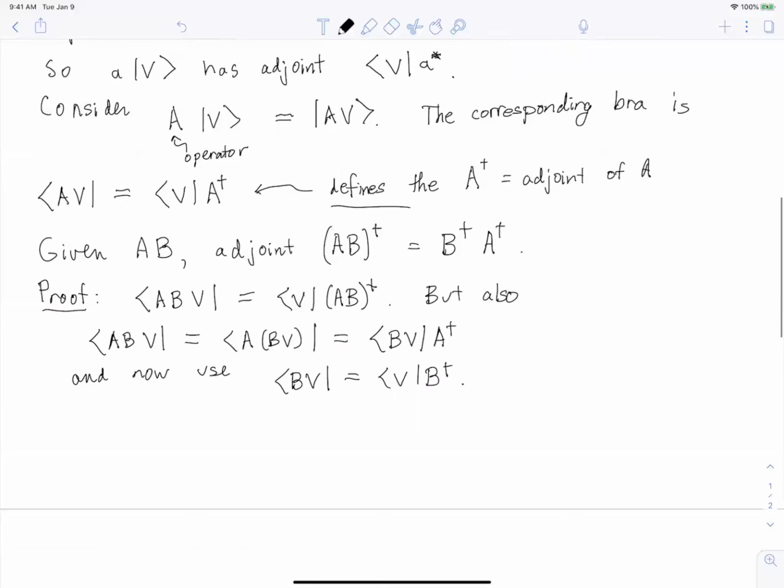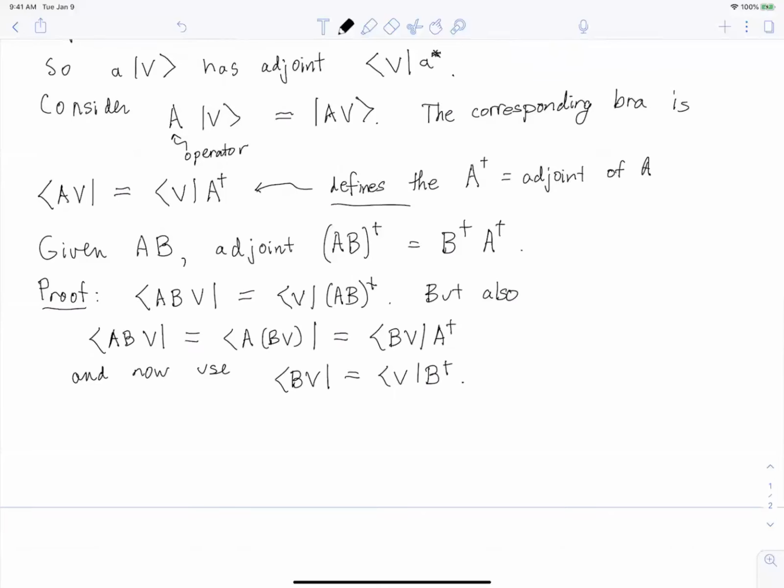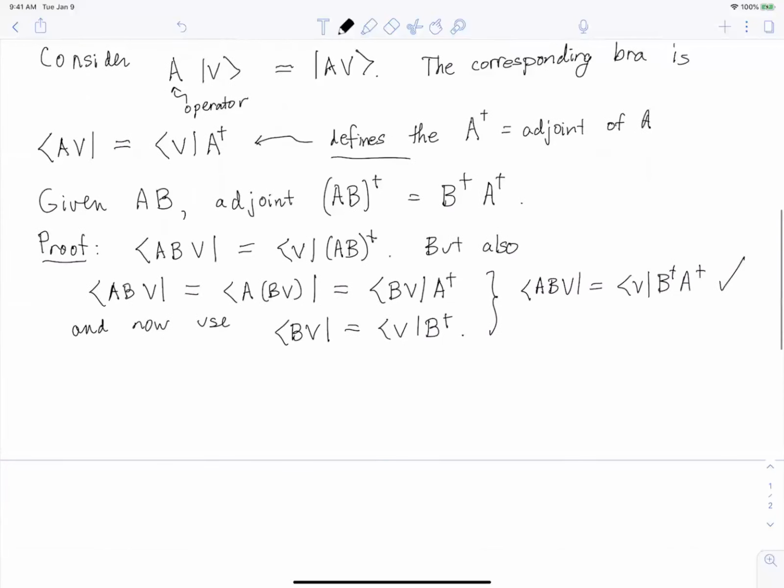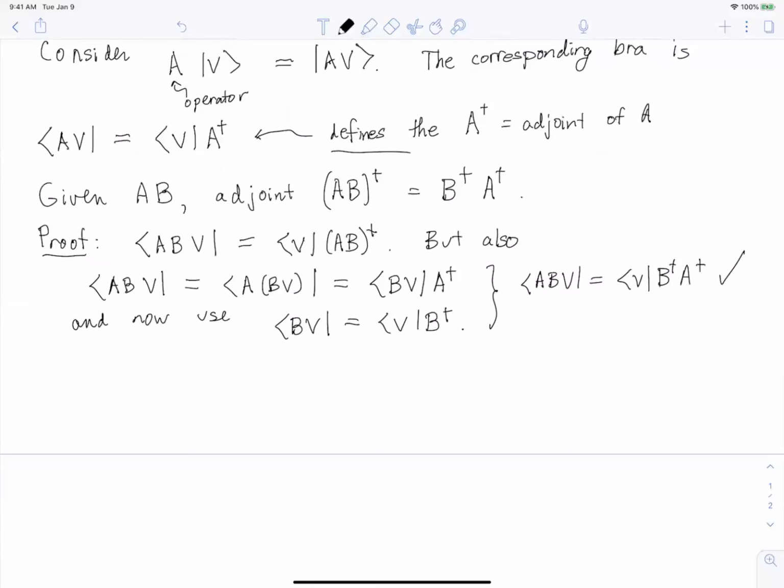Okay, and so putting those two things together, that says (AB)† is equal to B† A†, which is what we wanted to check. So that proves that if you take the adjoint of a product, it's the same thing as taking the adjoints of the individual operators and reversing the order.